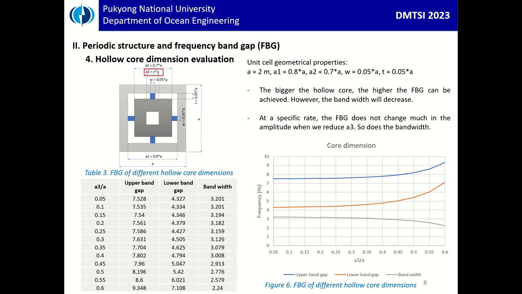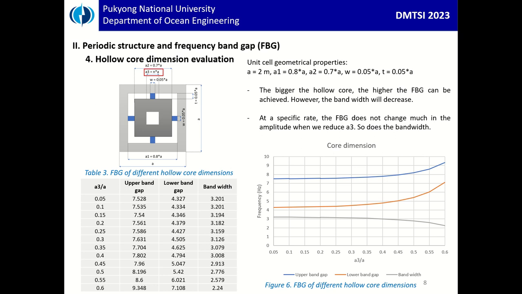Next is the hollow core dimension evaluation. Now we just change the parameter A3, and we can see some difference in the behavior. Table 3 and figure 6 show the difference of the frequency with different hollow core dimensions. So with the bigger hollow core, the higher frequency bandgap can be achieved. However, the bandwidth will decrease at a specific rate.